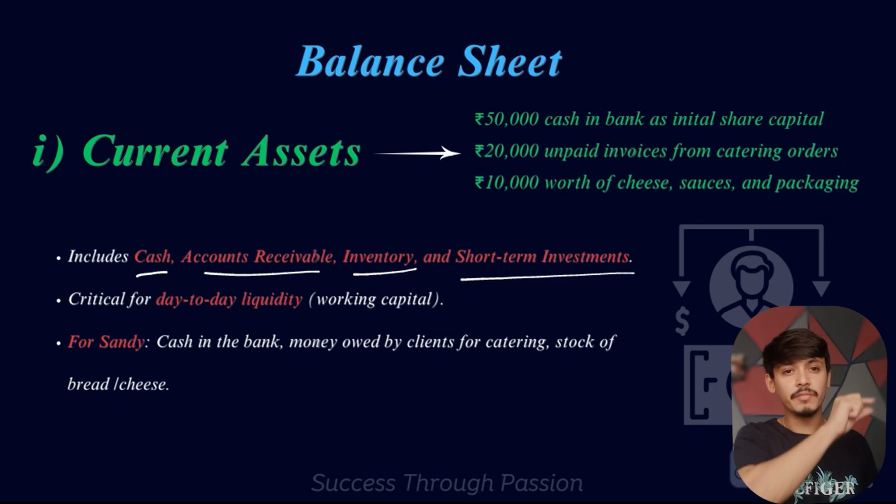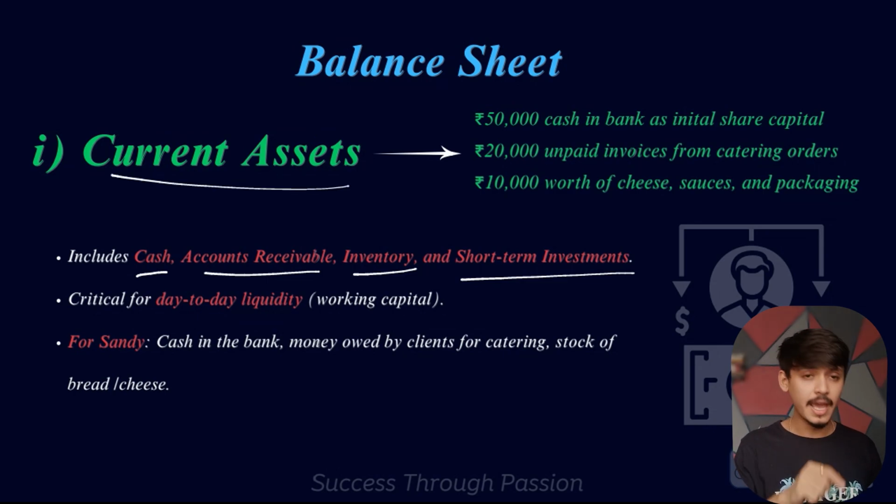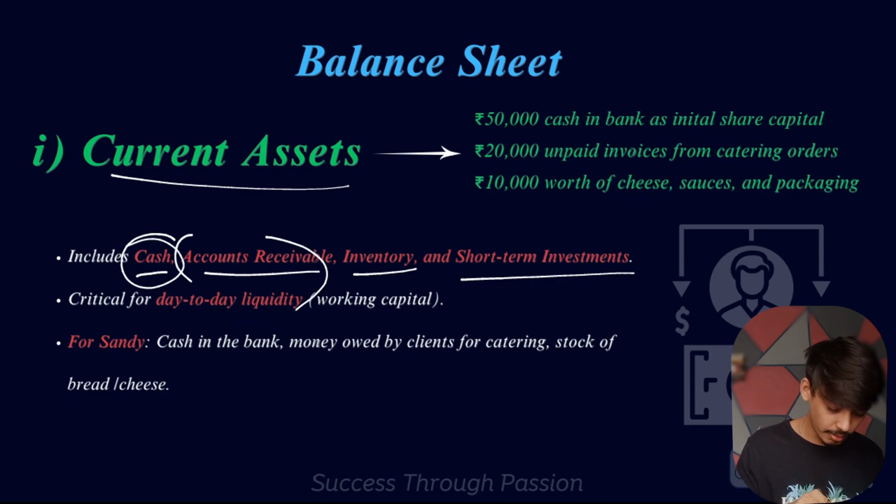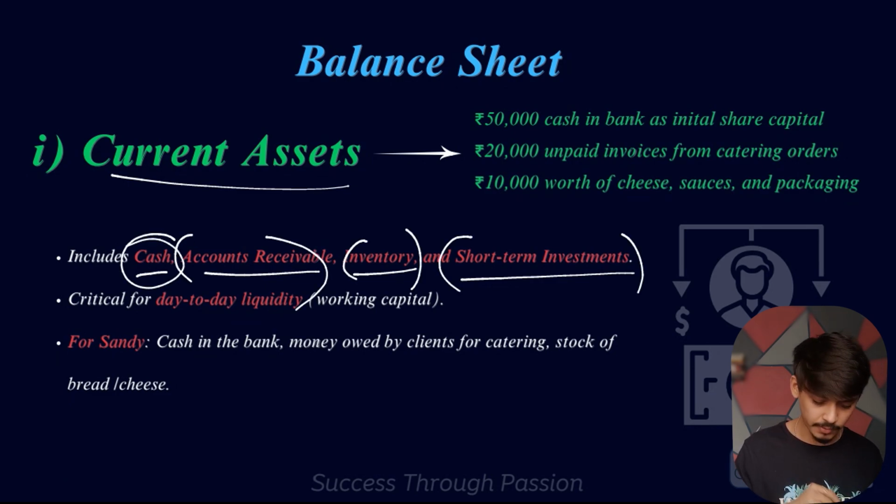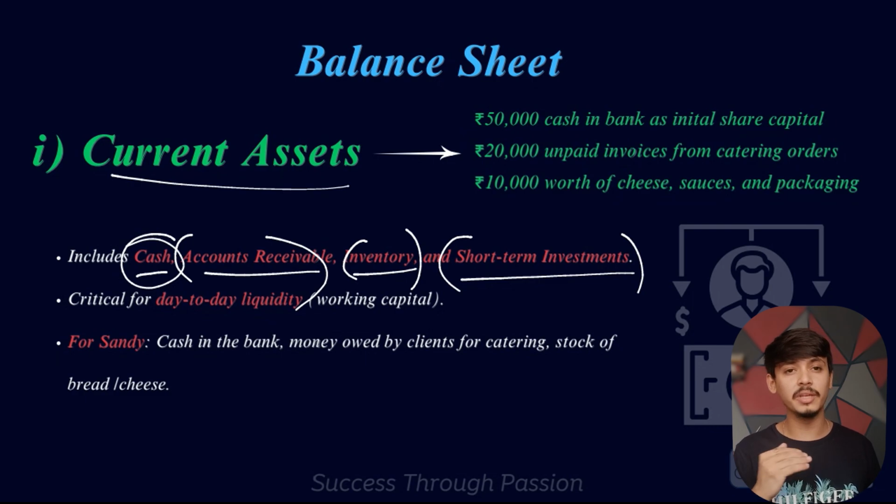On the asset side, we have the first header as current asset, and under current asset we have line items of cash, accounts receivable, inventory, and short-term investment. Now talking about cash, we understood from the previous example, whenever we are raising funding for business expansion, we add that particular amount to cash.